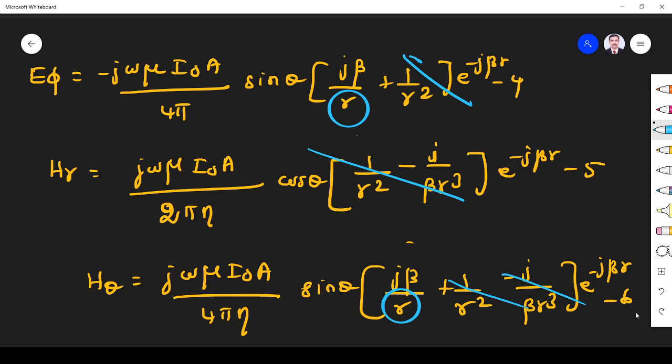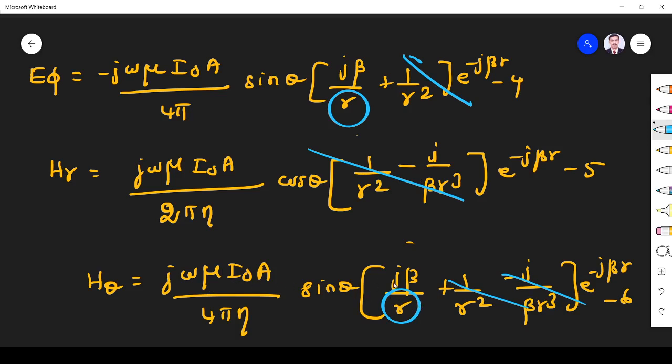So what is our E phi? E phi is simply this one only. J into j square, minus 1 plus 1, omega mu I naught A by 4 pi, sin theta, beta e power j beta r. This is what E phi is. Similarly, H theta: H r is not there. In H theta, these terms will be neglected. 1 by r is only the radiation component.